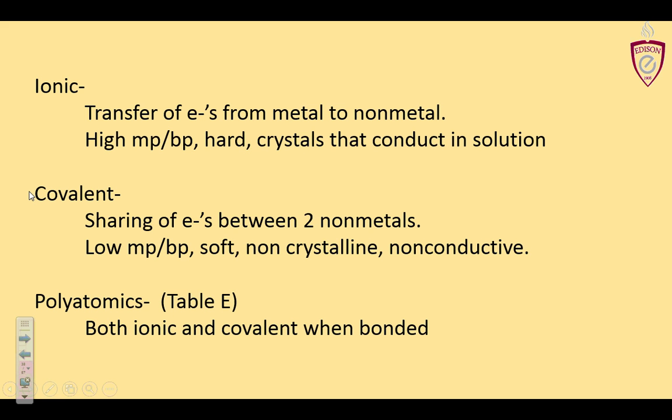Hope it was a good lesson. Transfer of electrons for ionic, high melting point, high boiling point. Know those properties. We're going to do a lab on it, but you still got to know them. They're key words, guys. Covalent, key word, sharing of electrons between nonmetals. They're all very testable words. Low boiling point, soft, non-crystalline, non-conductive. Remember, when in doubt, check table E out.